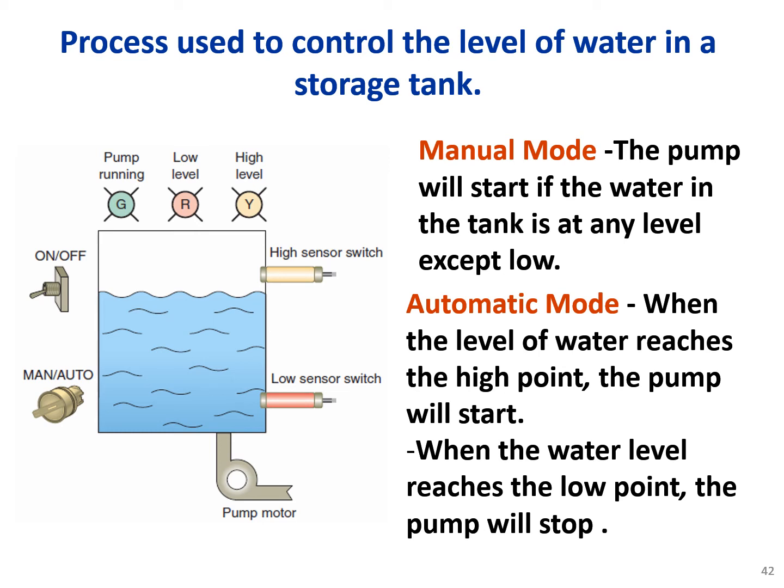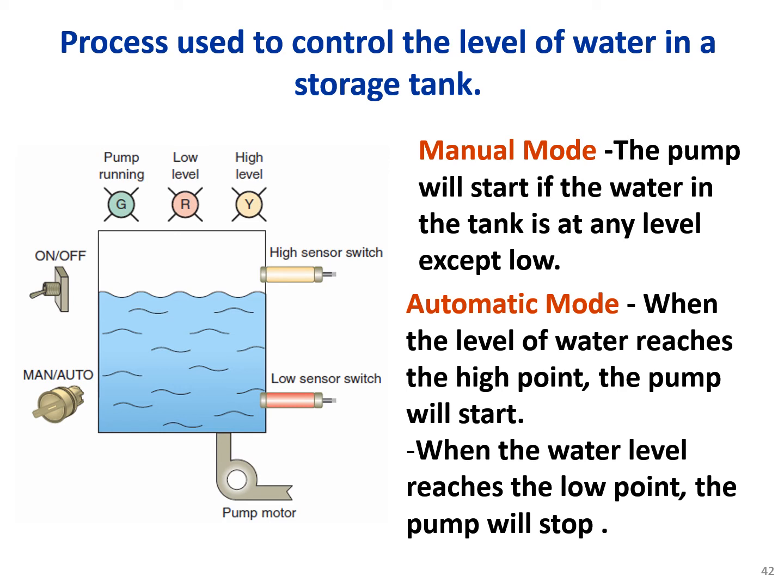In the manual mode, the pump will start if the water in the tank is at any level except low. Okay. So we could basically manually turn on the pump if the level of water is above the low sensor. This is the manual mode, okay? Just turning on and off the pump in the manual mode, so this switch should be on manual.